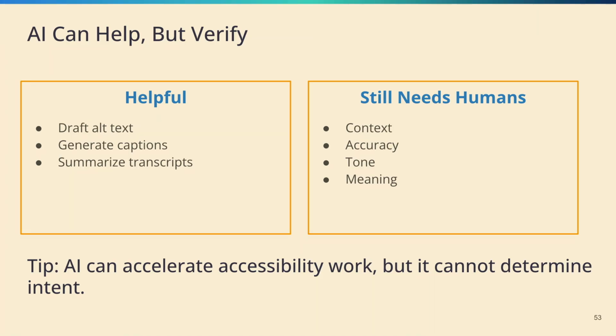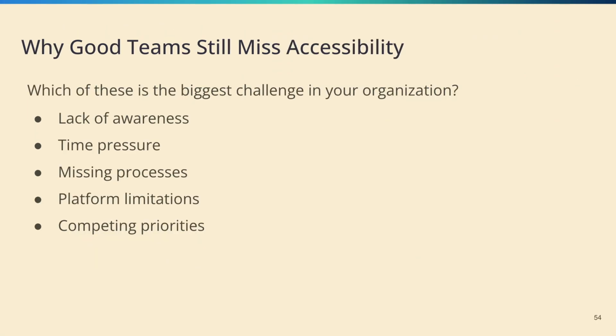The goal is that you can let AI handle the repetitive tasks, but it's really us as people who have to make sure that we do accuracy, tone, and meaning. A lot of it has to do with intent. If you have a specific intent, AI does not know that.